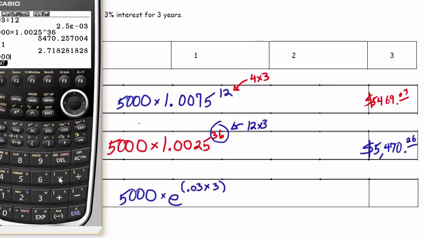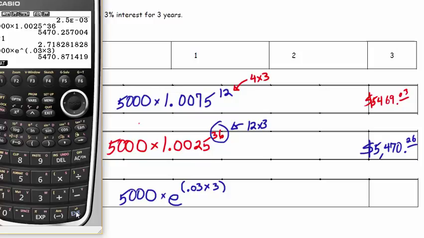All right, let's see if we can find what that would be. 5,000 times e. Do you see it's in yellow above natural log? So I'm going to hit Shift, natural log. Now I need to put parentheses around that exponent: 0.03 interest times 3 years. And we get $5,470.87.